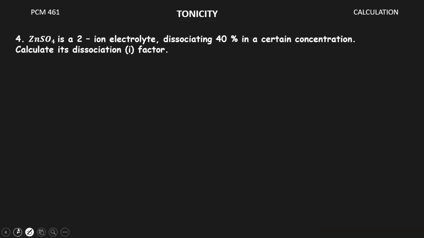All right, let's see the next one. Zinc, these ones are very, very straightforward. Zinc sulfate is a 2-ion electrolyte dissociating 40% in a certain concentration. Calculate its dissociation factor. What did I say dissociation factor is?